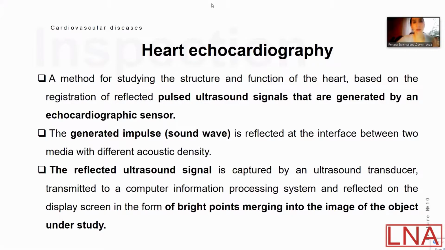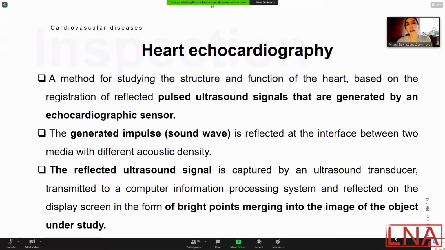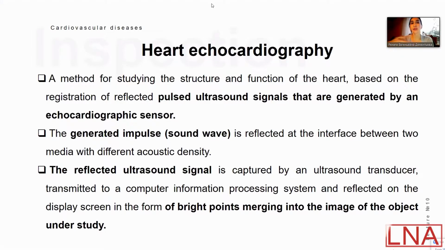I'm sorry, so continue. There are two types of echocardiography. Transthoracic, when the source is put on the projection of the heart on the skin, on the body of the patient, and esophageal. The source of ultrasound is put in through the esophagus to be closer to the heart.